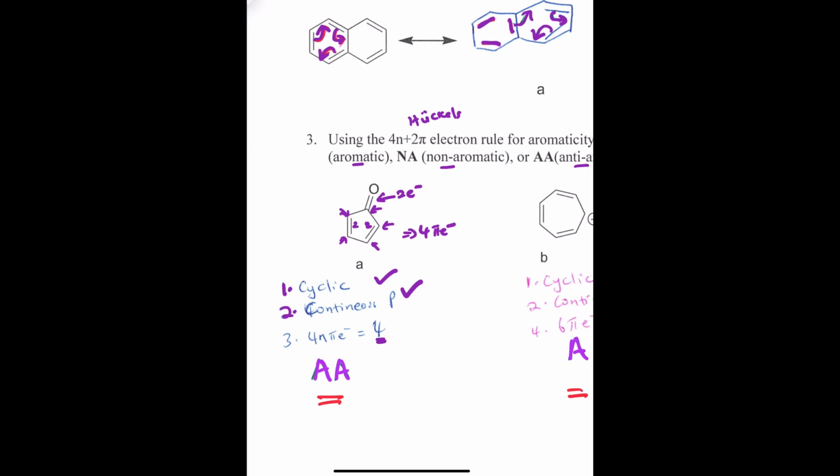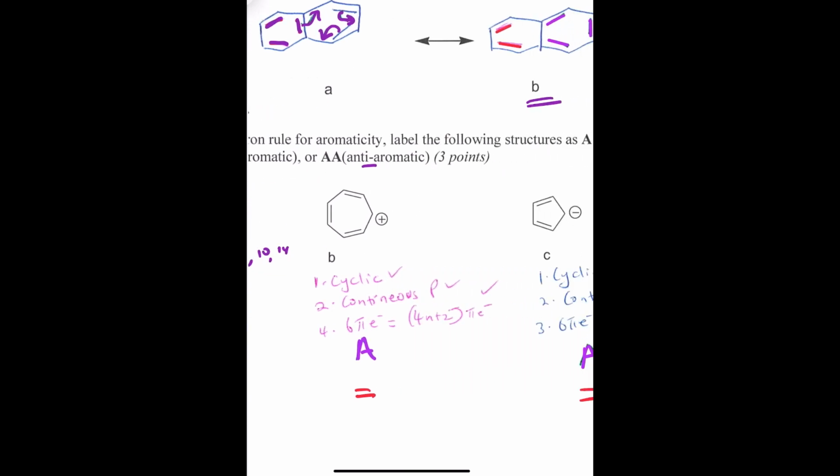And because we have 4 pi, it does not satisfy 4n plus 2 pi, because if n is 0, then it becomes 0 plus 2 pi, which gives you 2 electrons. If n is 1, it becomes 4 times 1, which is 4 plus 2, that gives you 6 electrons. So we need to have 2, 6, 10, 14 electrons for it to satisfy the 4n plus 2 pi. But this one satisfies 4n pi electrons, and because of that, it becomes what we call anti-aromatic. So it becomes highly unstable.